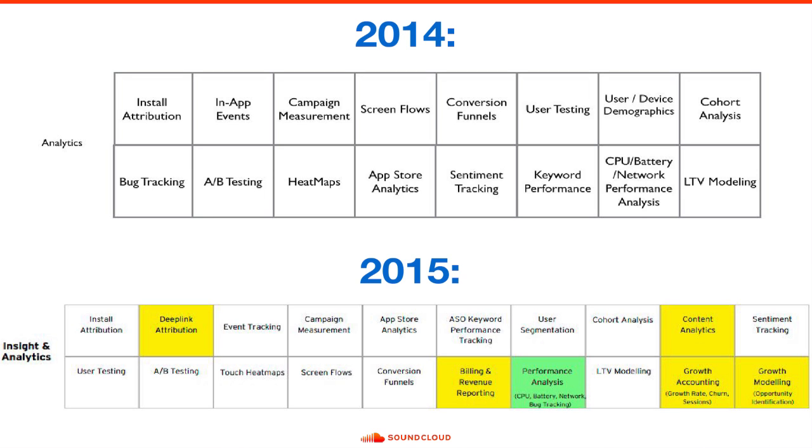So performance analysis, I moved bug tracking into the performance analysis box because it's basically pretty related. I've added deep link attribution because I think deep linking is probably the main thing that's really come of age in 2015. And it's really important to better understand how your deep links are working, where people are being driven to inside of the app. And then on the right-hand side, some core analytics competencies for growth.